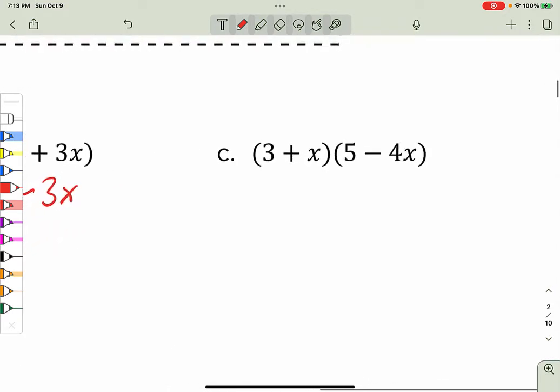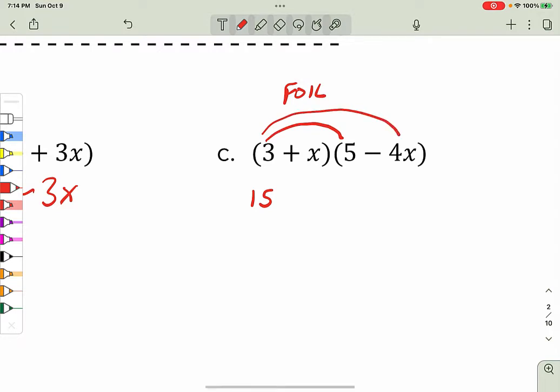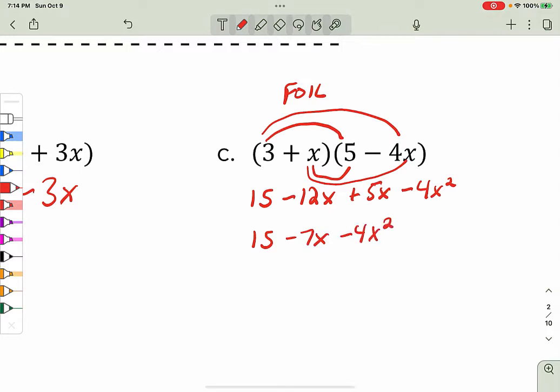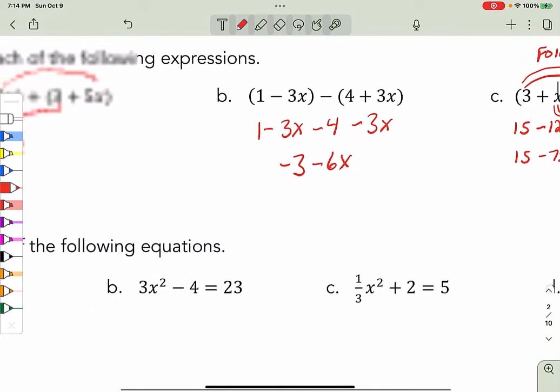And then, last but not least, if I'm going to multiply two binomials, I use the FOIL method. First is 3 times 5 is 15, outside is 3 times negative 4x, which is minus 12x, inside is plus 5x, and last is minus 4x squared. Now I combine like terms where I can, and I have 15 minus 12x plus 5x is minus 7x, and then minus 4x squared. So that's how we would do it normally in an Algebra 1 class.